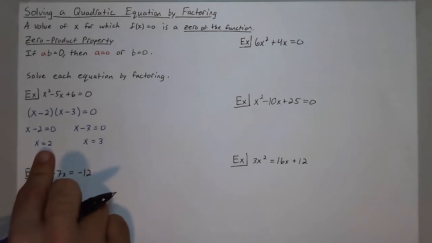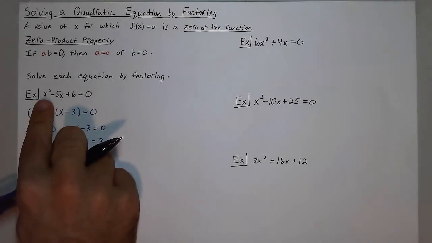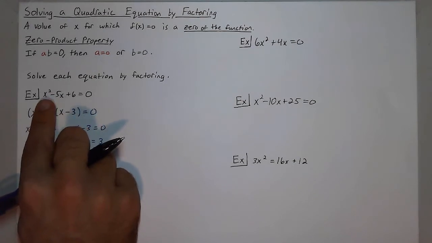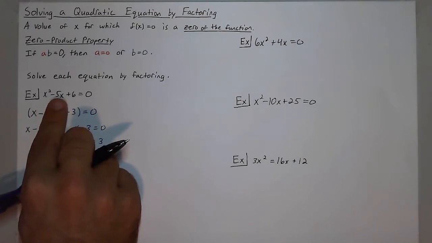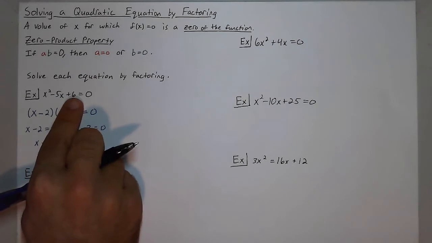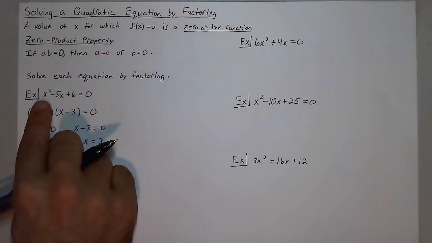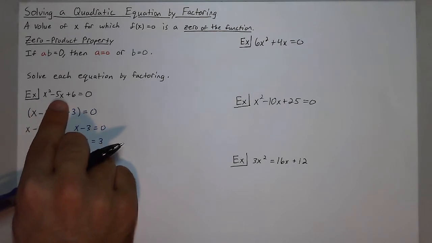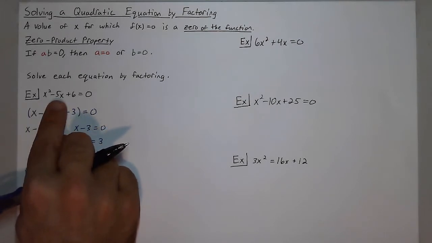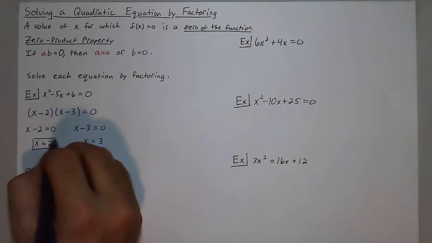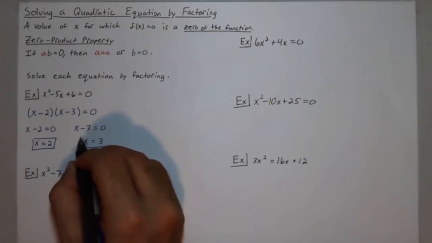If I were to plug in 2, I would get 2 squared, which is 4, minus 5 times 2, which is 10. So 4 minus 10 is negative 6, plus 6, that gives me 0. Plug in 3, I get 3 squared, which is 9, minus 5 times 3, which is 15. So 9 minus 15, which is negative 6, plus 6 gives me 0. So therefore, these are both solutions to my equation.